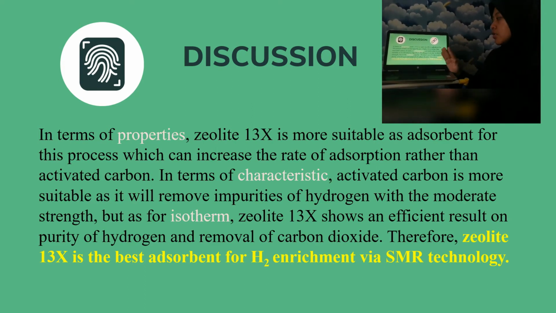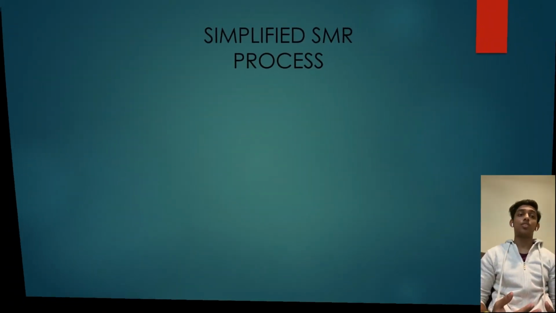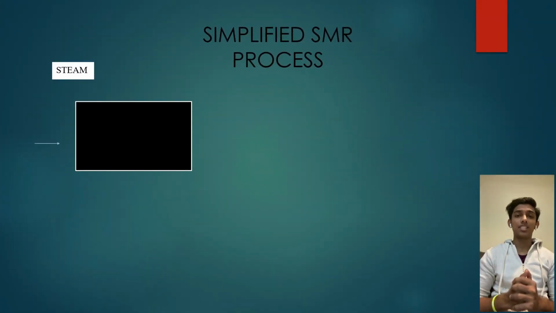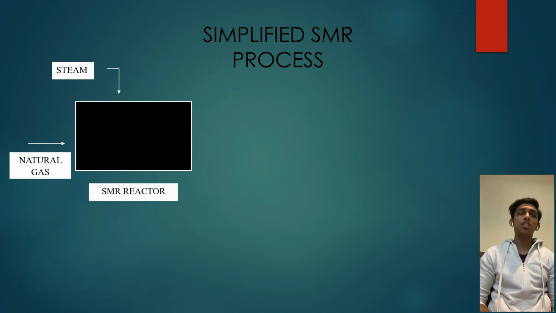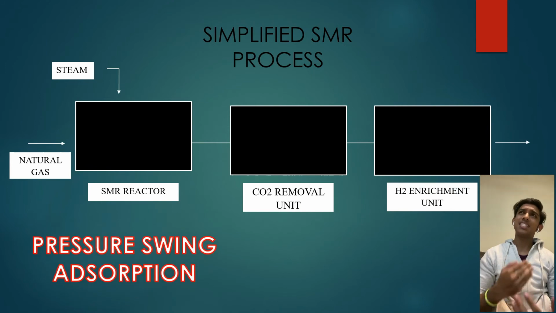But for isotherm, zeolite 13X shows an efficient result on purity of hydrogen and also removal of carbon dioxide. Therefore, zeolite 13X is the best adsorbent. Our group has decided to produce high purity hydrogen by using pressure swing adsorption. The basic concept of this process is that the feed mixture containing hydrogen gas is selectively adsorbed by zeolite 13X at relatively high pressure. The objective of this process is to obtain 99.9% hydrogen.